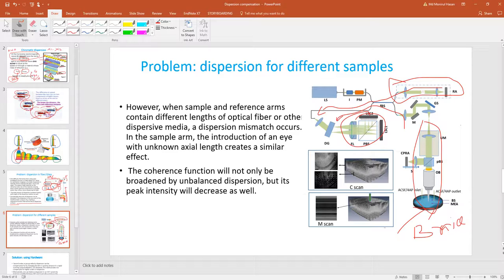And that's a problem: dispersion will happen even though we initially matched the glass. If we use only one single sample all the time, and we know that sample has a certain refractive index, then probably we will not have that issue if we introduce extra glass in the reference arm path. Otherwise there will be an issue.